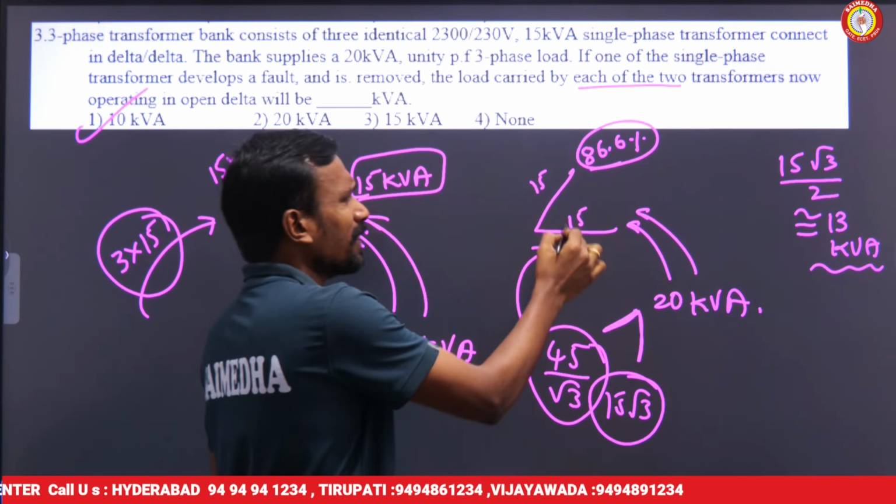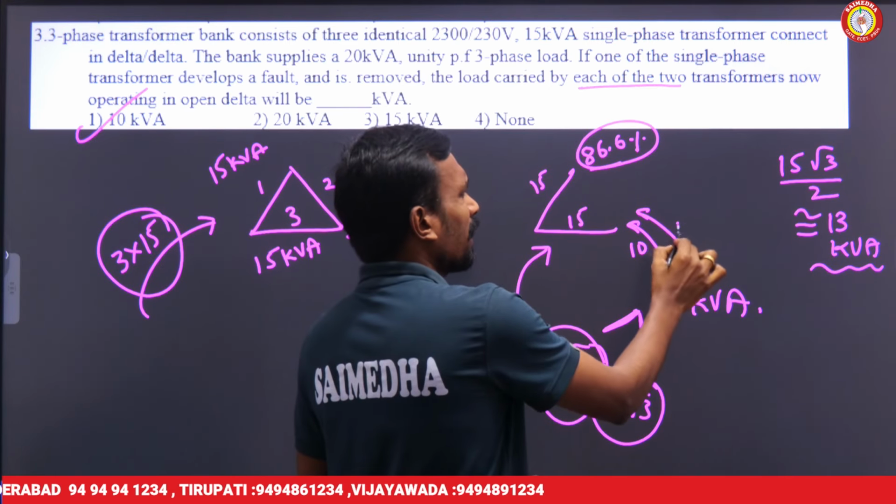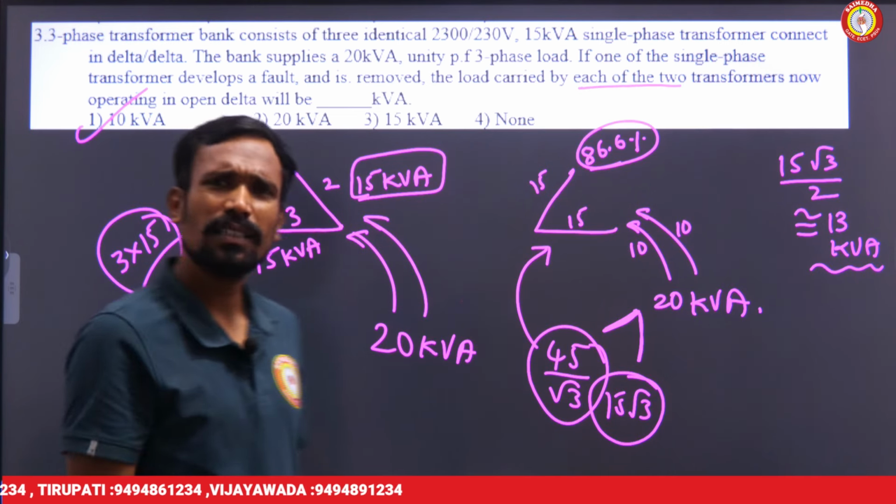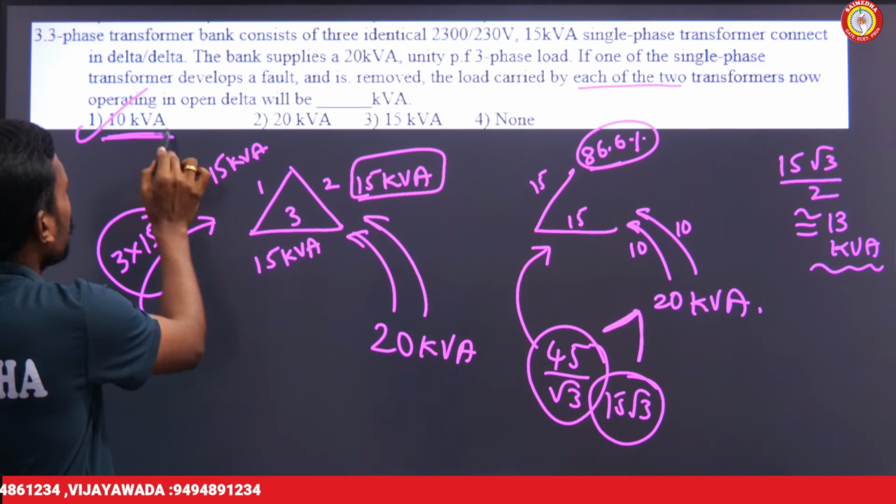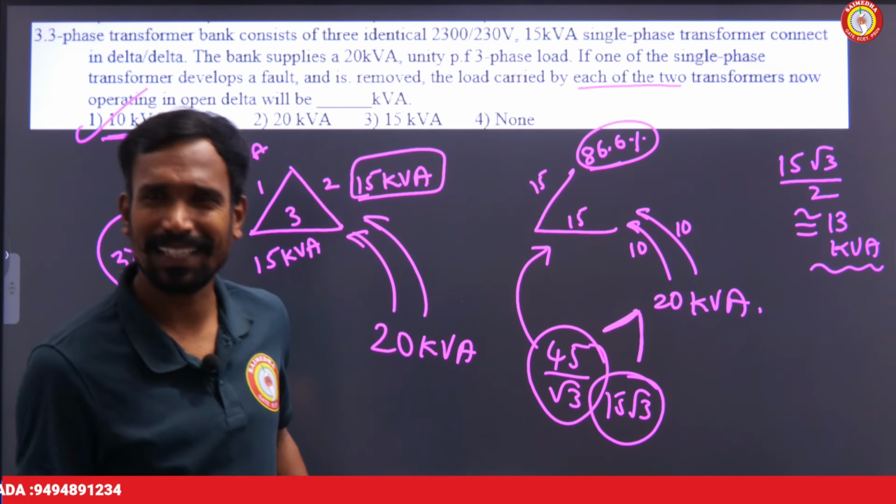But now how much is it sharing from this? Only 10 kVA is being shared. So each of the two transformers can share a load of only 10 kVA.